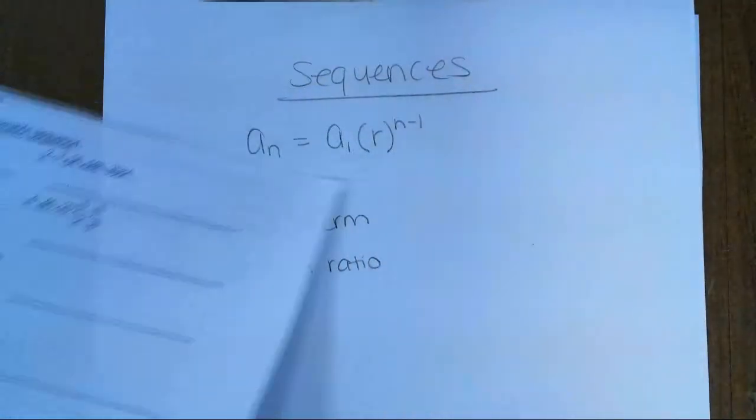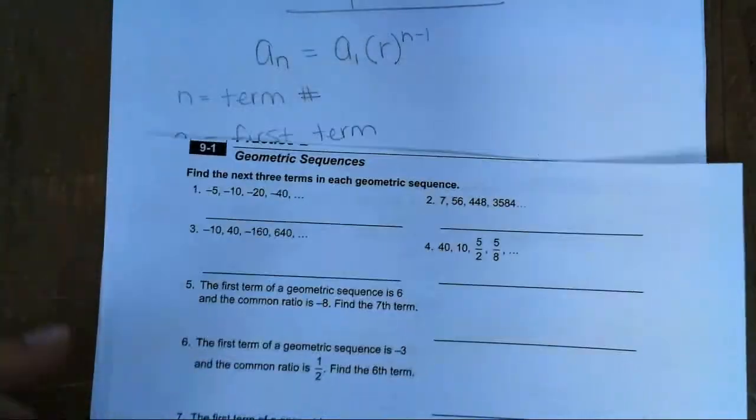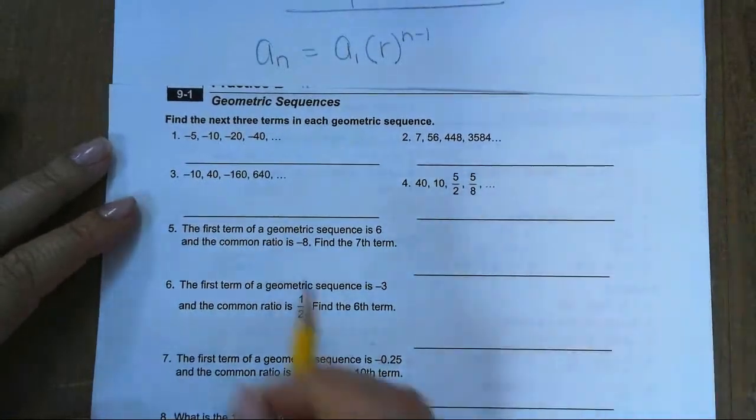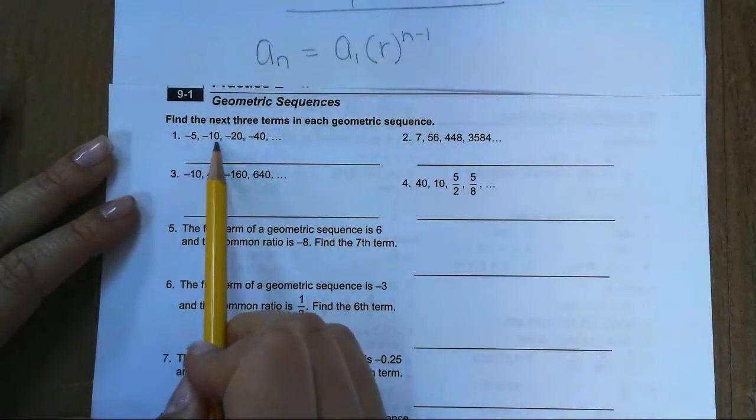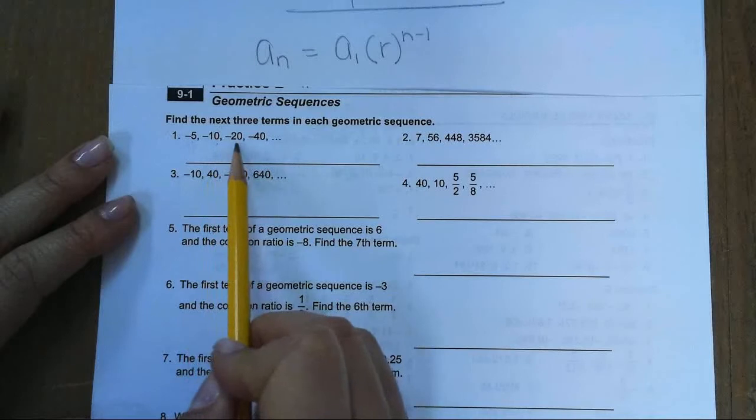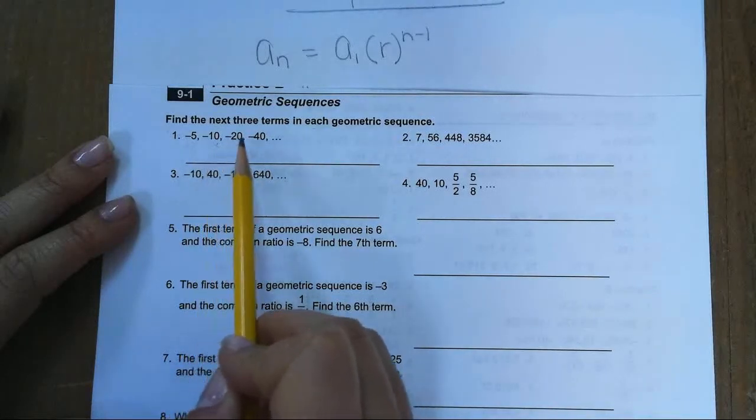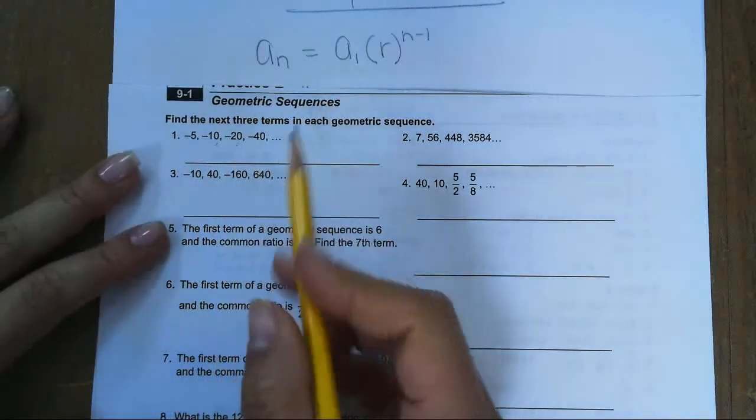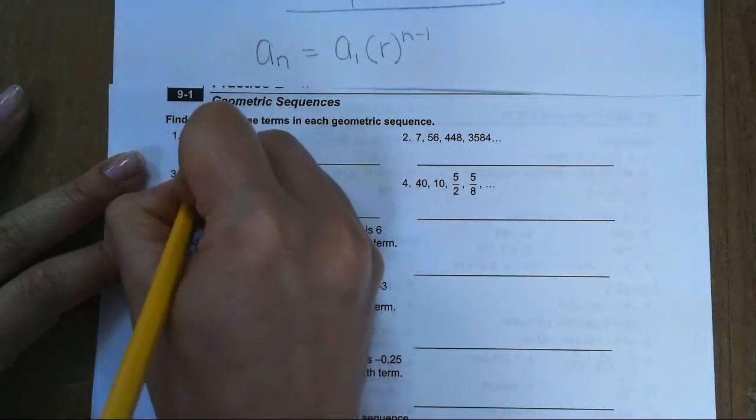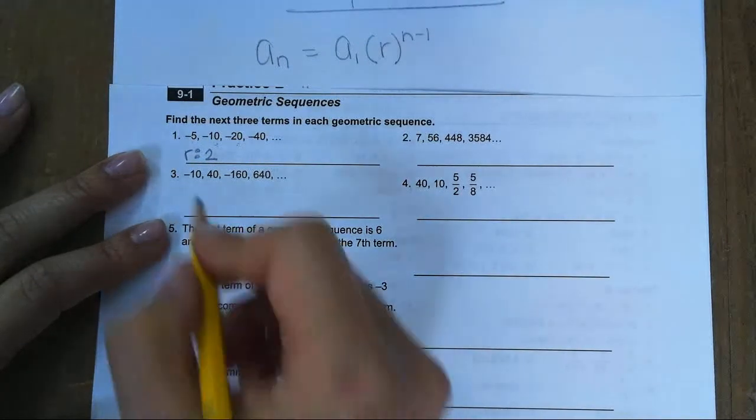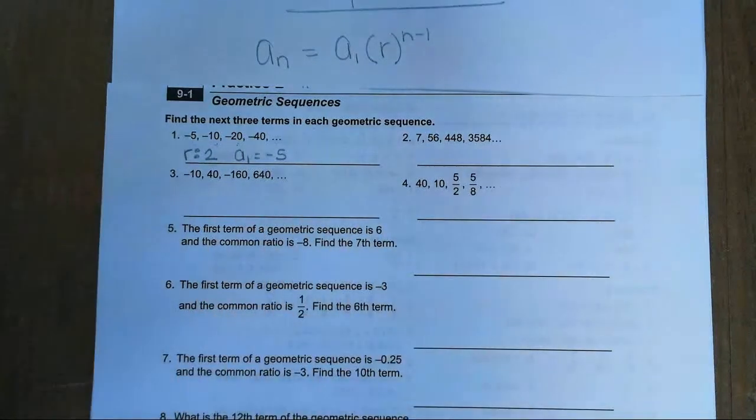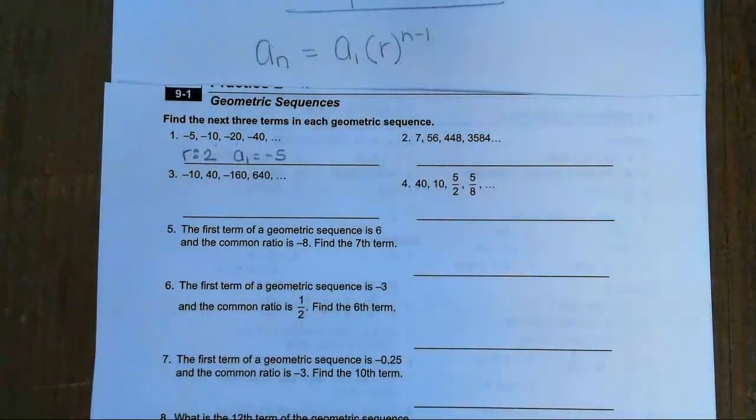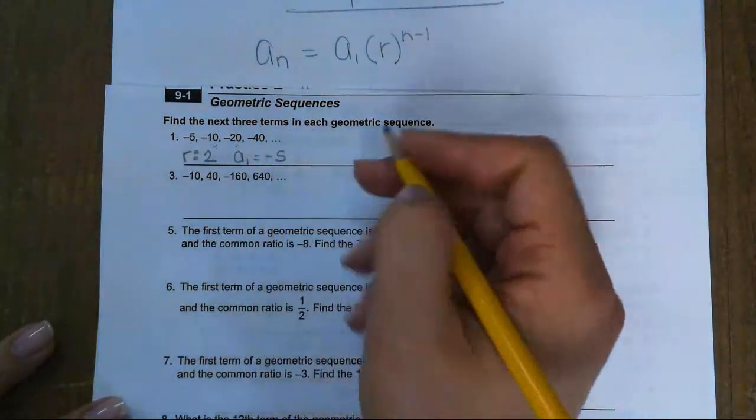Now over here in my very first example, you see that it says to find the next 3 terms in each geometric sequence. So from 5 to negative 10, how is that changing? It looks like I'm multiplying by negative 2. From negative 10 to negative 20, I'm multiplying also by 2. So my r value is 2. Now here, I don't need to use this formula to find the next 3 terms. I just need to multiply by 2 each time.